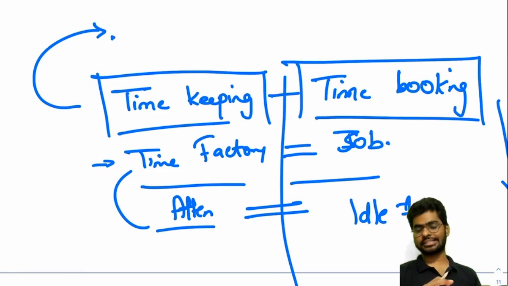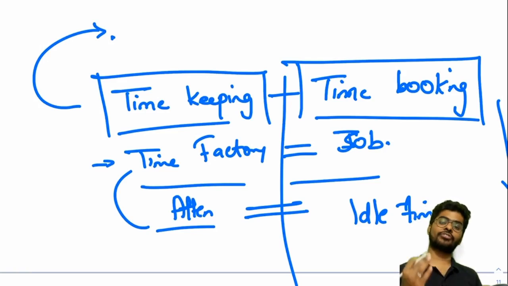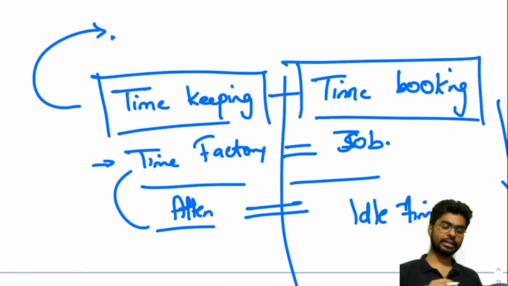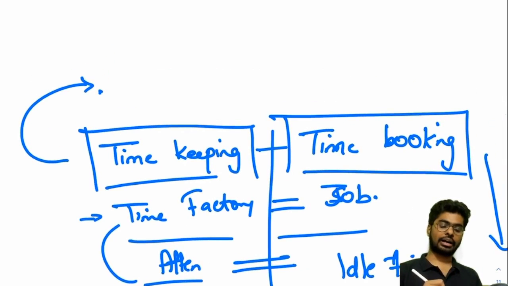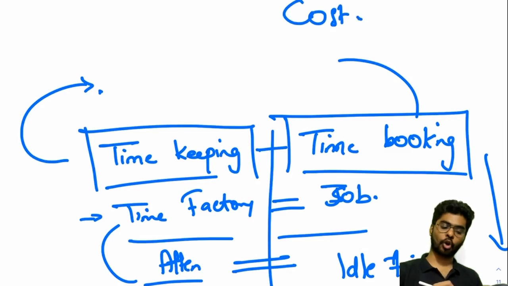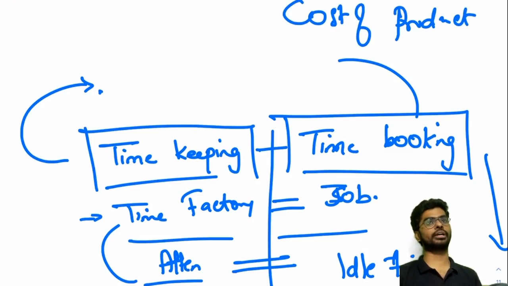I told you at the beginning itself, the objective of timekeeping is to make the payroll. An employee is paid because of his physical attendance. Are you clear? Now, a client will be charged, that is, the cost of the product is going to be calculated, based on the time booking.